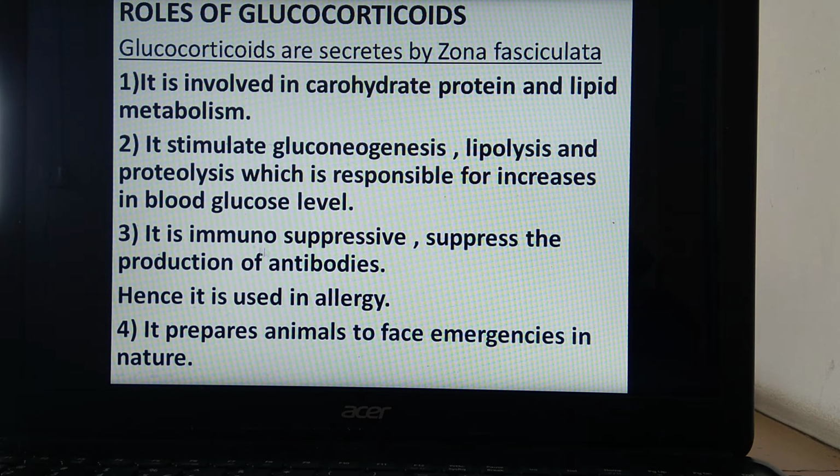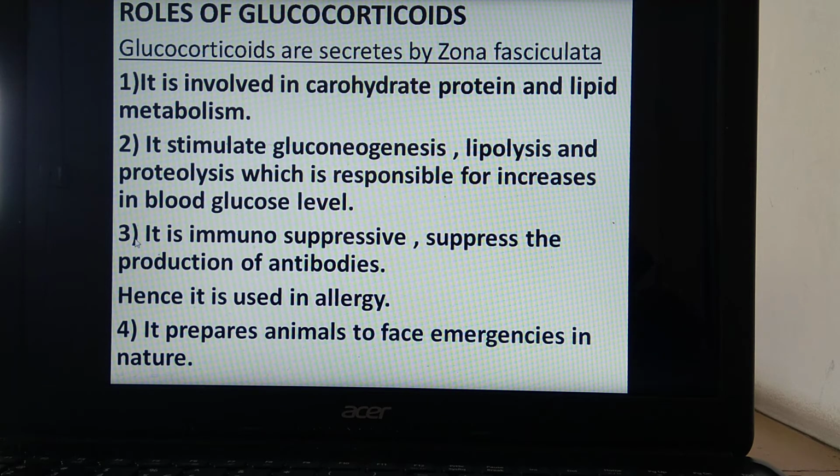Third function, it is immunosuppressive, suppresses the production of antibodies, and hence it is used in allergy. What does it mean? You should know that this word allergy is for hypersensitivity of the body to a particular substance. Sometimes we have allergy to dust particles, sometimes to some proteins, and sometimes to some types of pollen grains. What does it mean? At that time our body will become hypersensitive to that particular substance. We can also say that our immune system becomes hyperactive.